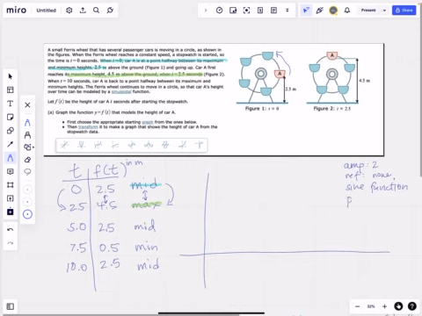Let's talk about the period. We can say the period divided by 4 is equal to the increment. So the increment times 4 will give us the period, and that's going to be 10 seconds. And then lastly, our vertical shift. And that's going to be what our midline is. So that's going to be 2.5 meters.